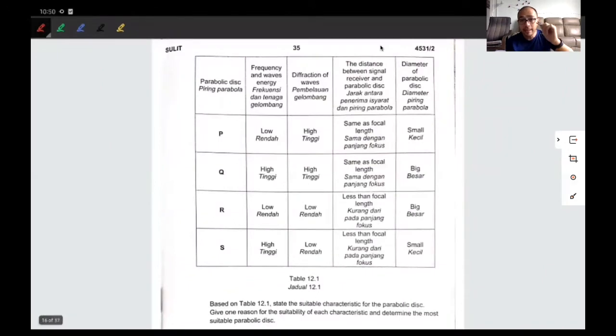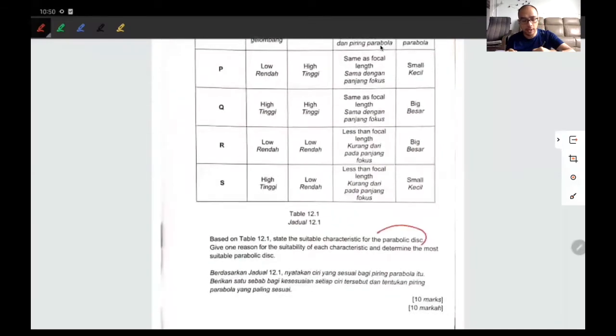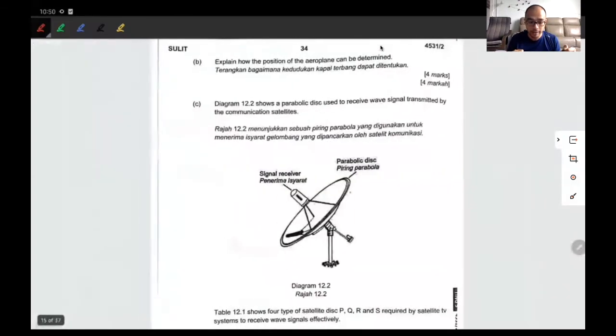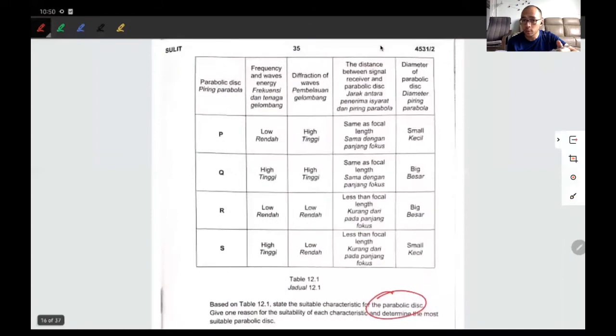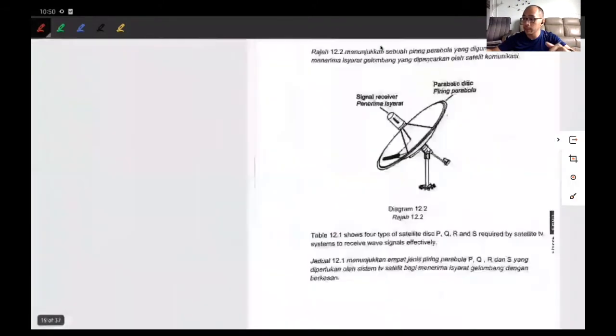Slightly different, but let's talk about this question. We want to determine the characteristics of the parabolic disc here. We want to state the suitable characteristics of the parabolic disc. So this is for satellite TV. Slightly different, just now was airplane, but this is for satellite TV. But the point is still the same. We want to receive the wave signal effectively. So which one will we use? Do we use high or low frequency? Hold on. This is what? Kelantan.